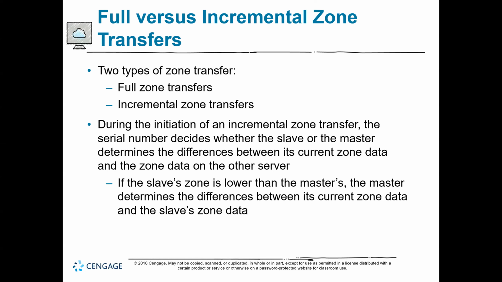Okay, 2 types of zone transfer: full zone transfers and incremental zone transfers. During the initiation of an incremental zone transfer, the serial number decides whether the slave or the master determines the differences between its current zone data and the zone data on the other server. If the slave zone is lower than the master, the master determines the difference between its current zone data and the slave zone data.